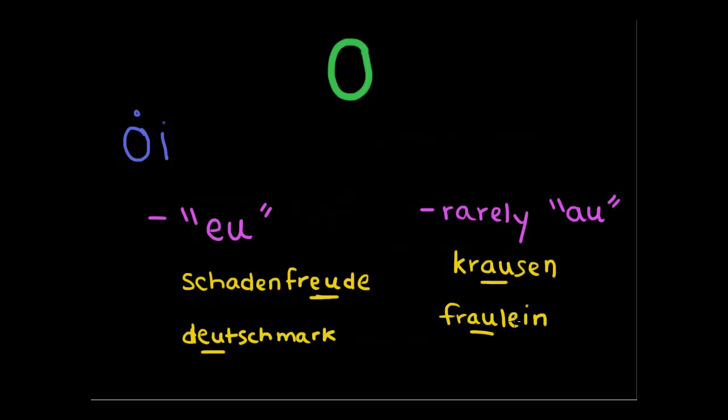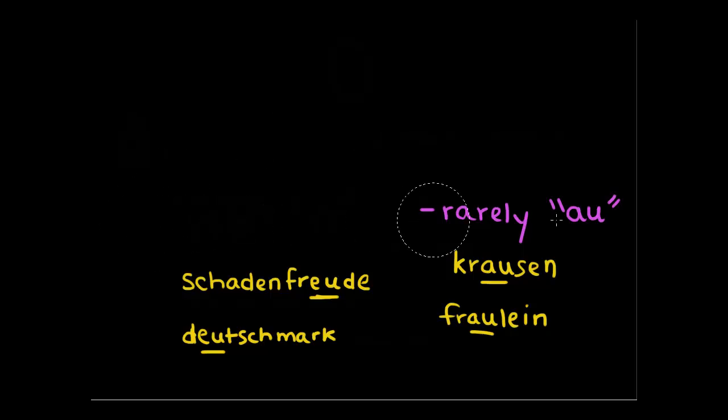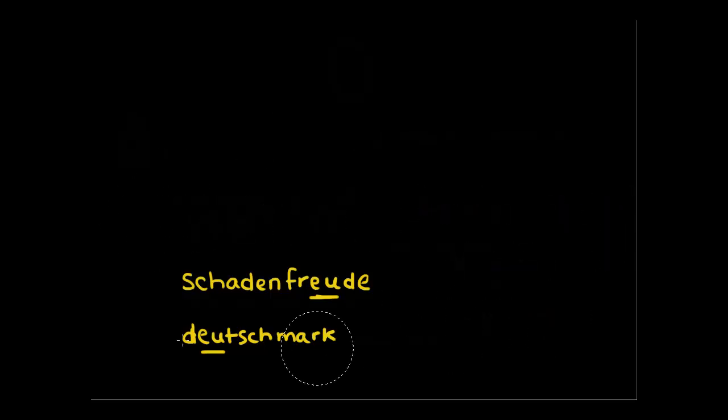So these two are really the only examples with AU for the oi sound. Otherwise, it's going to be EU. And we're going to see in a bit how we can figure out why this is an AU. But you shouldn't worry about AU too much for the oi sound, because EU is definitely more dominant. Okay? So that covers all our O sounds, and we can move on to U.